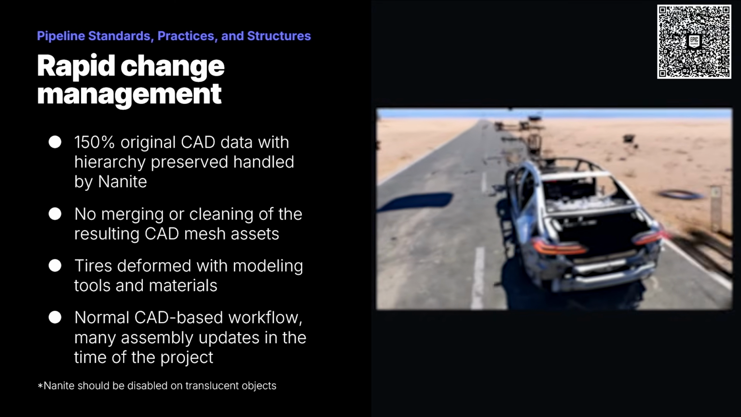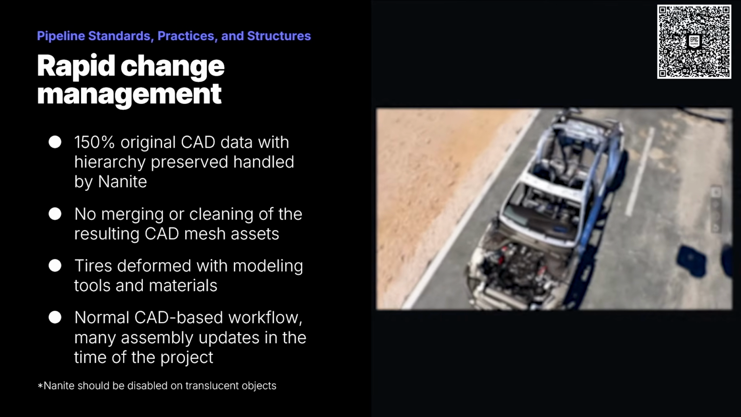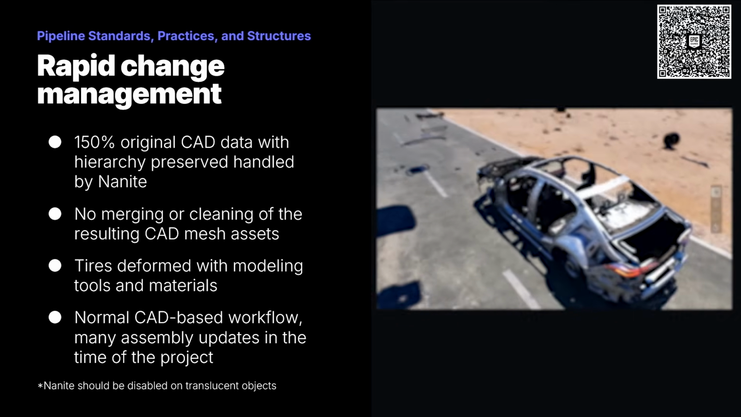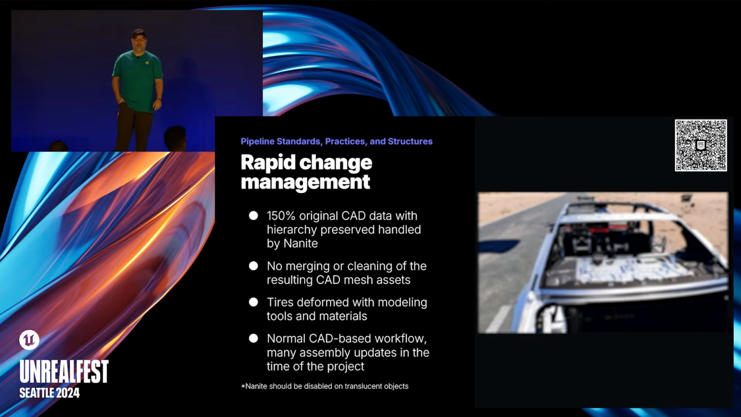For the first time in a demo, our mission was to focus on change management optimization for engineering and design visualization. We set the bar high. And it was a primary goal to preserve that hierarchy and let Nanite do its thing. Across 20,000 actors, we didn't merge, we didn't restructure, we didn't clean the backsides of any of the meshes. We just imported it and kept it as it was in the originating CAD system. The modeling tools lattice deformer was used, and the materials on the tires and seats gave them realistic curvature.